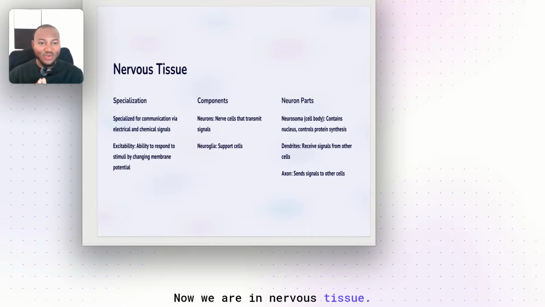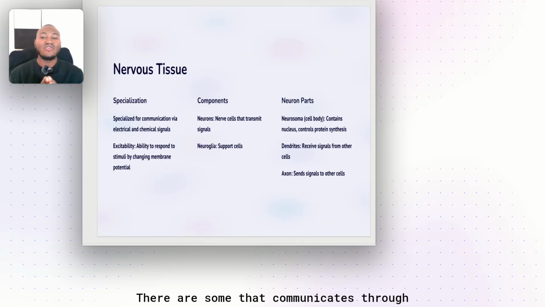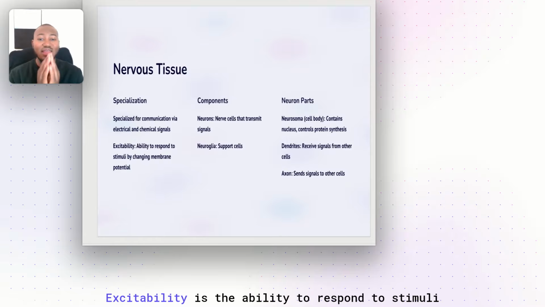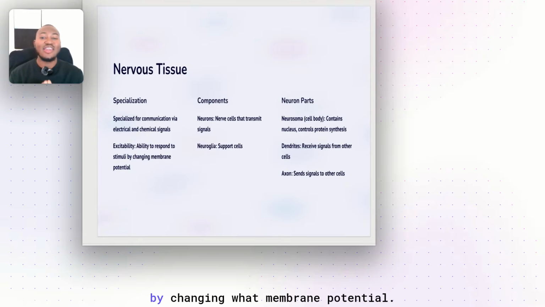Now we are in nervous tissue. It's very important for you to know that nervous tissue, we have the components, we have the specialization, we have the neuron parts, right? Specialization in terms of communication. There are some that communicate through electrical and some communicate through chemical. Those are the two parts of the nervous tissue, electrical and chemical. Another thing is that they are very, very excitable.